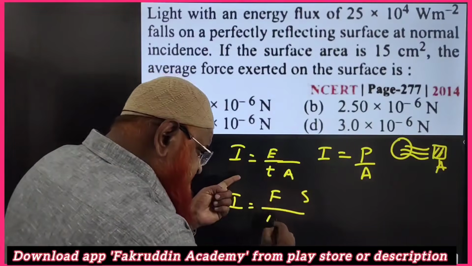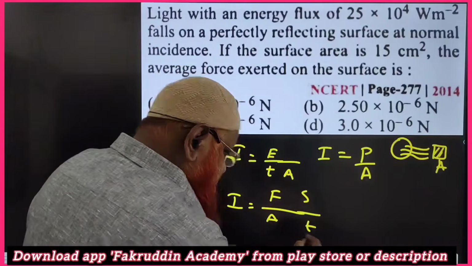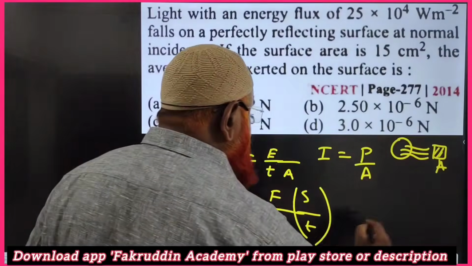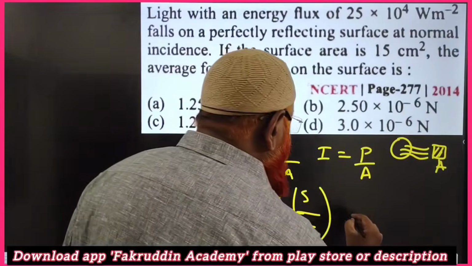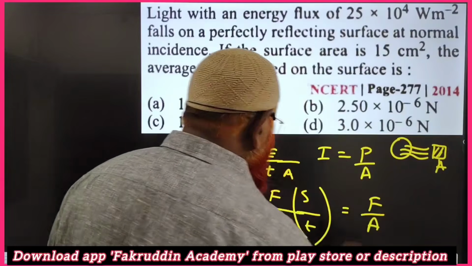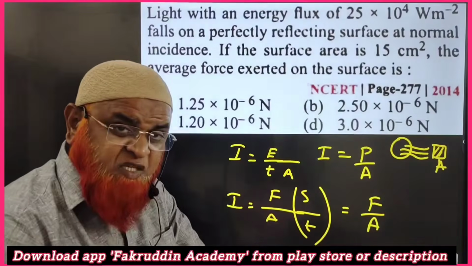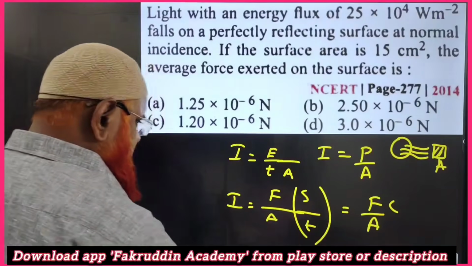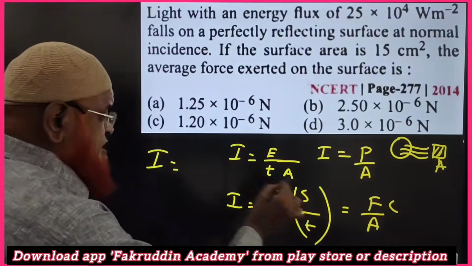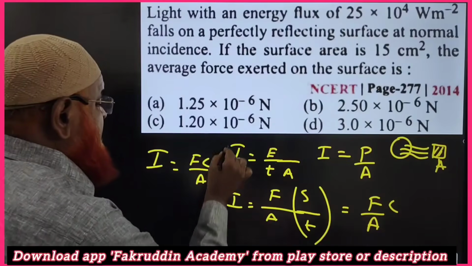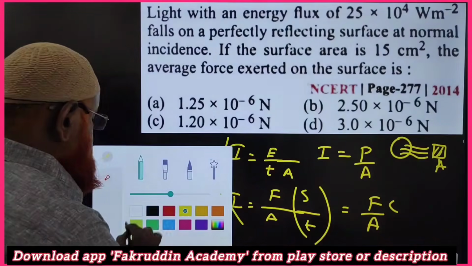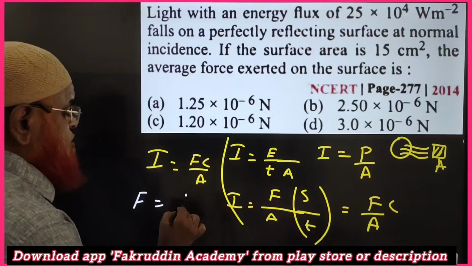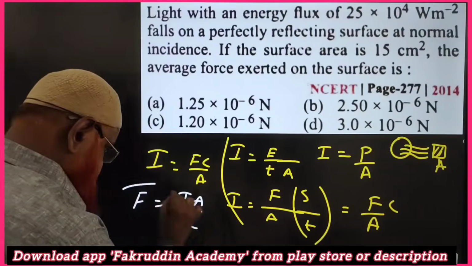Area I will write first, time I will write next. And displacement by time you can club it. Then force by area. Displacement by time is taken as velocity, but here it is taken as velocity of light. So you got I is equal to Fc by A. Next, here F is equal to IA by C.